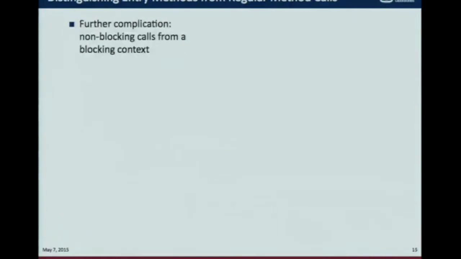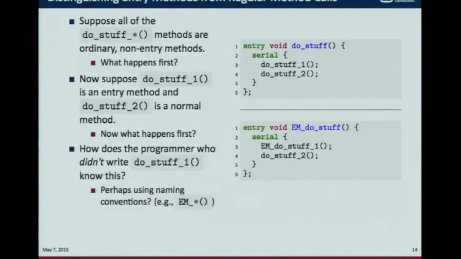I guess I'll go through this a little more quickly now that we are in disagreement as to whether or not this is actually a problem. So that entry method do stuff one, that is a structured dagger entry method is what you're saying. Yes. So it's actually constructed in the .ci. Yes.